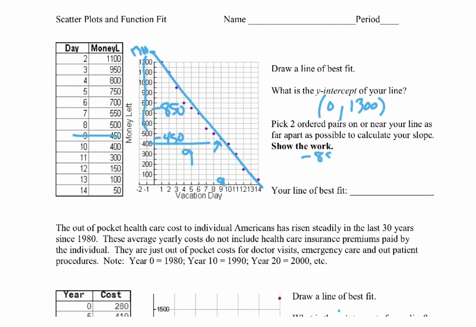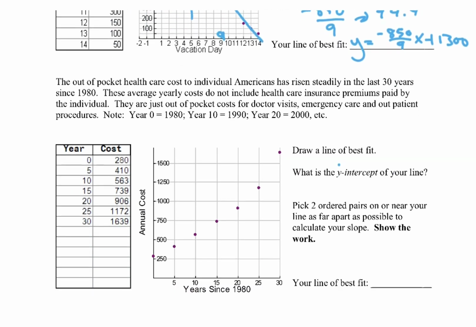So it would be negative 850 over 9, which I would then see what that could reduce to, right? So 850 divided by 9. Can't really reduce it at all, so we can leave it that way. I could turn it into a decimal, 94.4 repeated. That would work as well. And then I get my equation, y equals negative 850 over 9 x plus 1,300. This one actually didn't have us do any work with it, though.